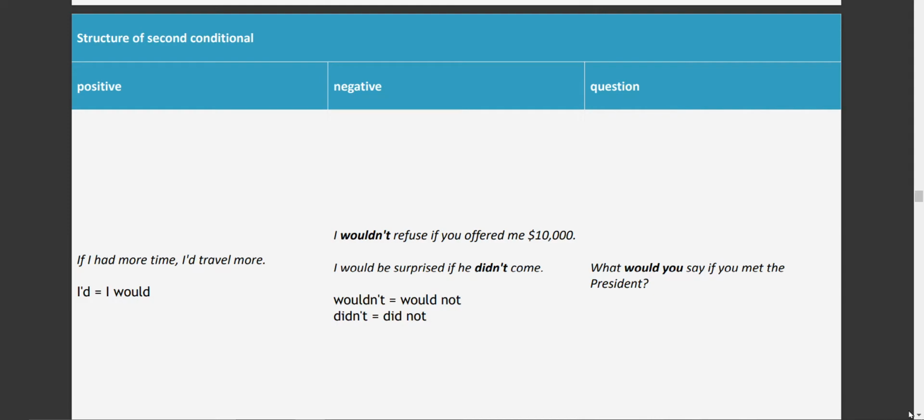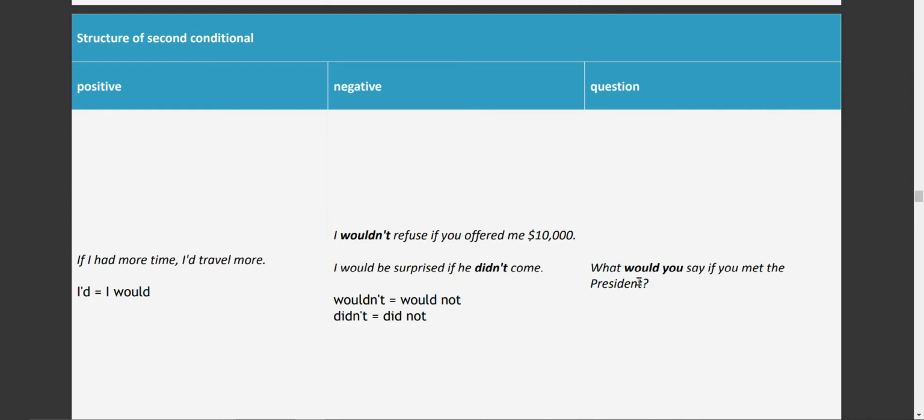Here also we come now to the structure of the second conditional, تركيب العبارة الشرطية الثانية, in three cases: positive, negative, and question. Right? If I had more time, I would travel more. Positive. ولكن هنا عندنا التصريف يختلف صار ماضي. Negative: I wouldn't refuse if you offered me 100,000. I would be surprised if he didn't come. Right? كل هنا عندنا في صيغة الماضي.